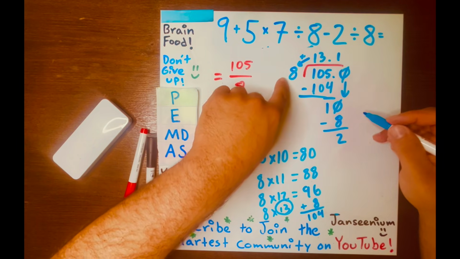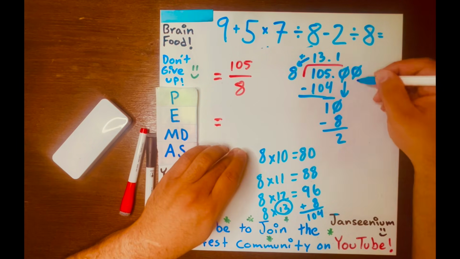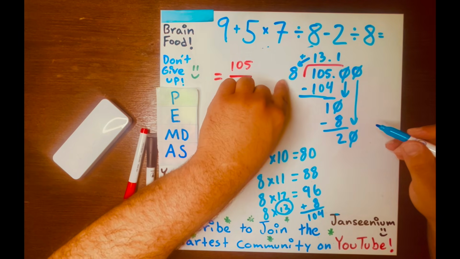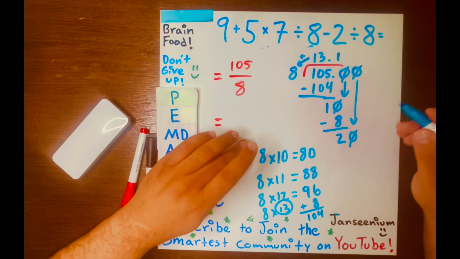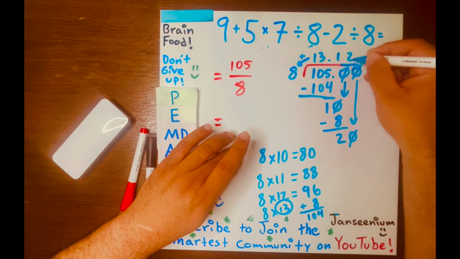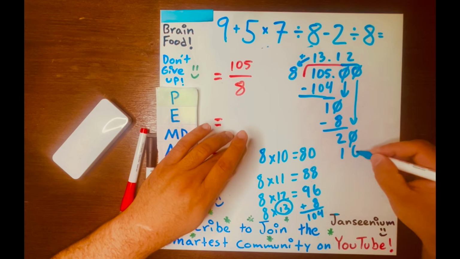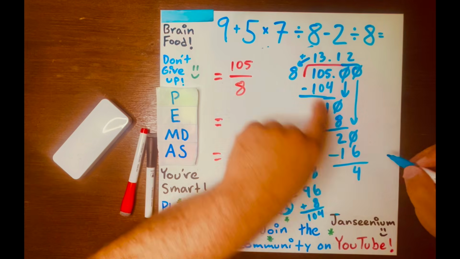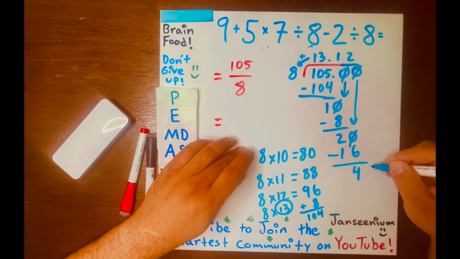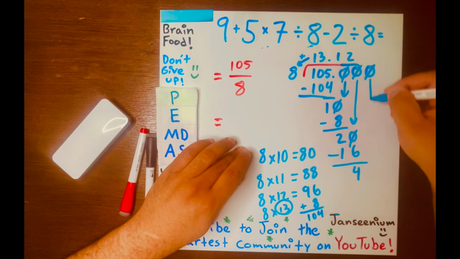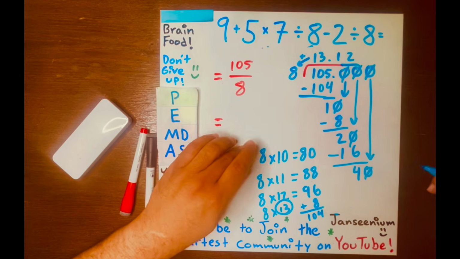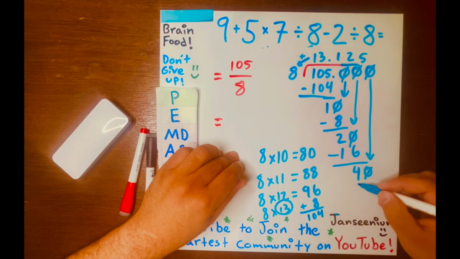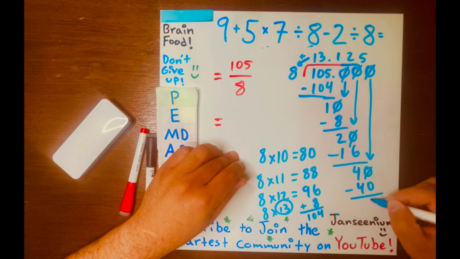You can't fit 8 into 2, so the 2 needs to borrow a 0, so it becomes 20. And how many times can 8 fit into 20? 2 times. And 2 times 8 is 16. And then 20 minus 16 is 4. You can fit 8 into 4 how many times? You can't. So the 4 needs to borrow a 0. And now how many times can 8 fit into 40? 5 times. 5 times 8 is 40, and 40 minus 40 is 0.